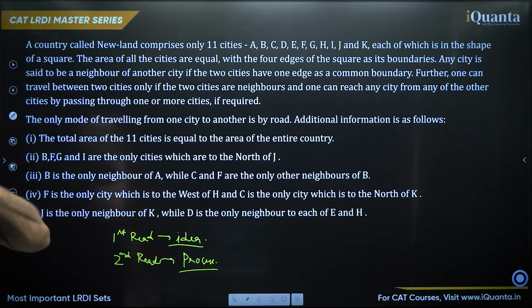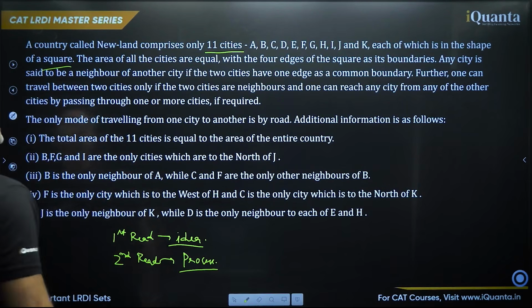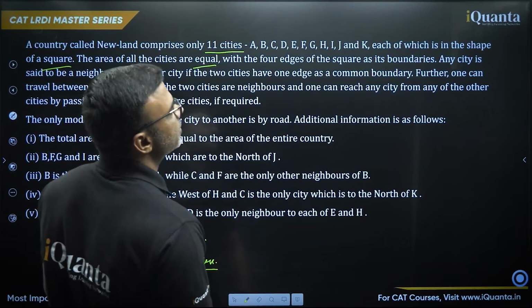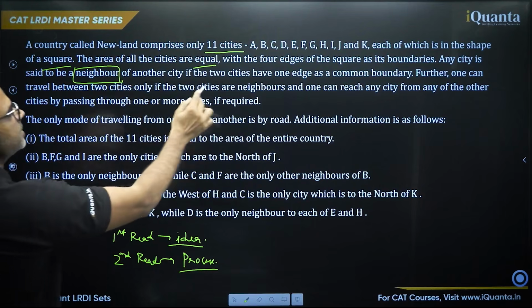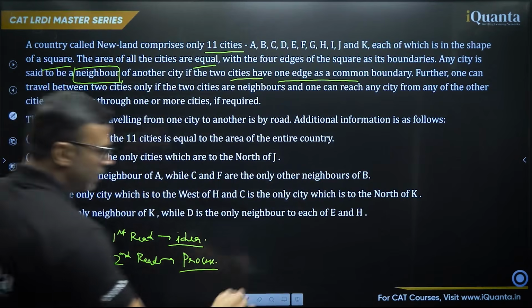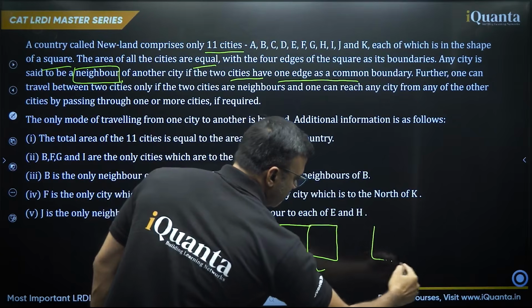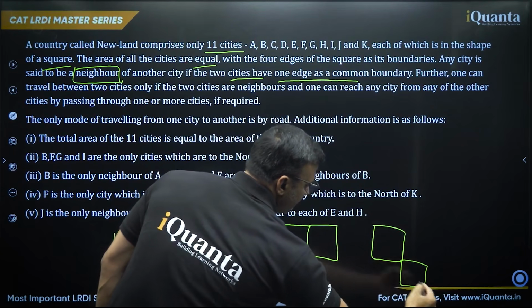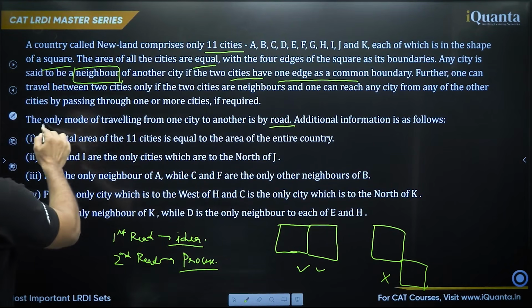So keep doing that. Okay, so here we have a country called New Land comprising only 11 cities. Important information: these are the names, and the cities are in the shape of a square. The areas of all the cities are equal. The four edges of the square form the boundary. Any city is said to be a neighbor if the two cities have one edge common. So two cities which are like this will be called neighbors, but two cities which are like this will not be called neighbors. This is what it means, right? The only mode of traveling from one city to another is by road. This is the only mode.